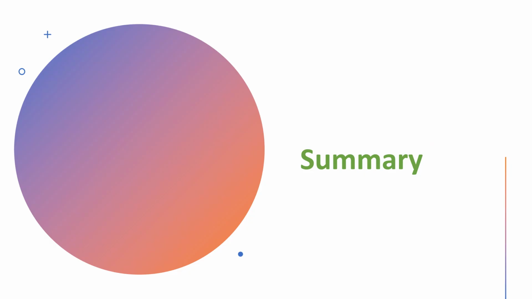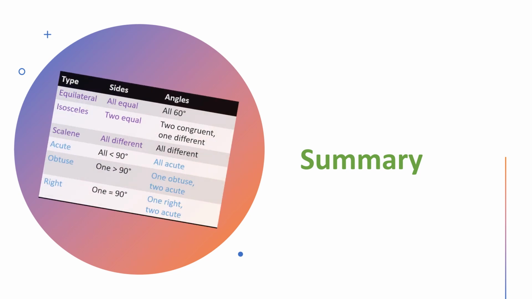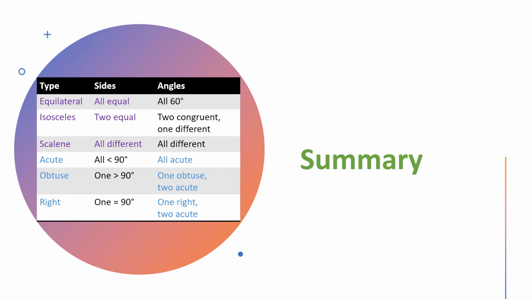Okay, so now we understood scalene triangle. Let's go for a summary of it. We classify the triangles based on sides and based on angles. So let's talk about based on sides first. Based on sides, we classified them into three types: equilateral, isosceles, and scalene. Equilateral, all three sides equal. Isosceles, two sides equal. Scalene, none of the sides equal.